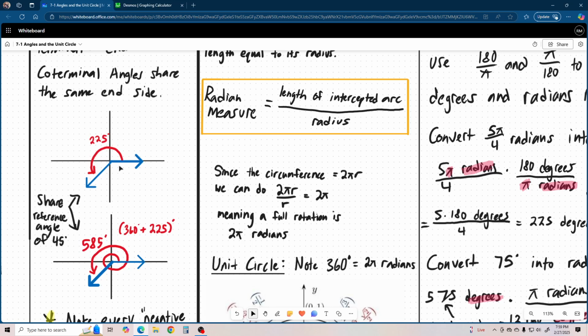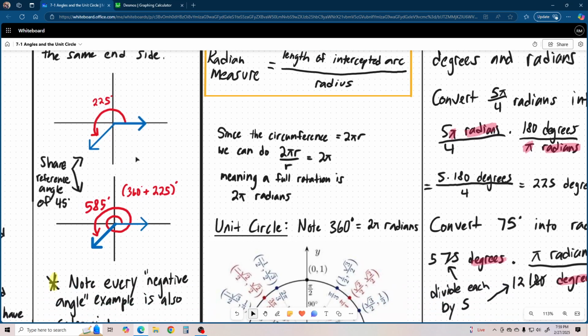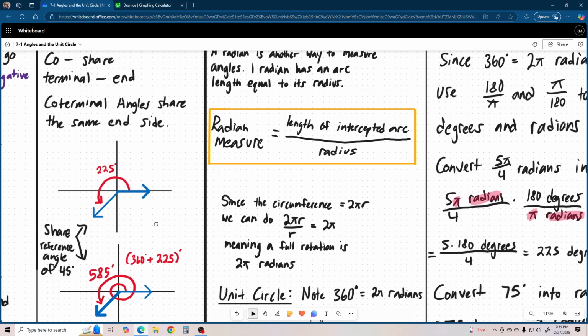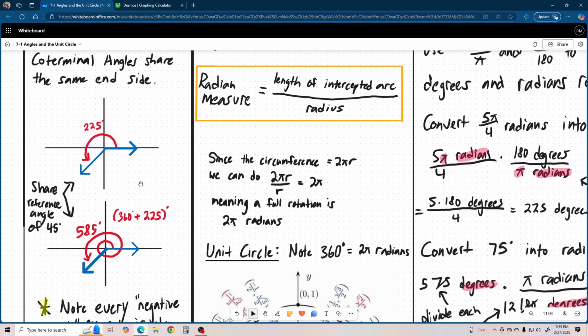Imagine you're on a clock. This looks like 7 o'clock. Imagine you've gone a full hour all the way around, and then another time around to the 7. That's what we're talking about. In this case, we have the 360 degrees plus the 225, which gives us 585. So 225 and 585 have coterminal ends. They are coterminal angles because they look the same, and they share a reference angle of 45 degrees. The only difference is that this one is an entire rotation greater. So these would be known as coterminal angles.